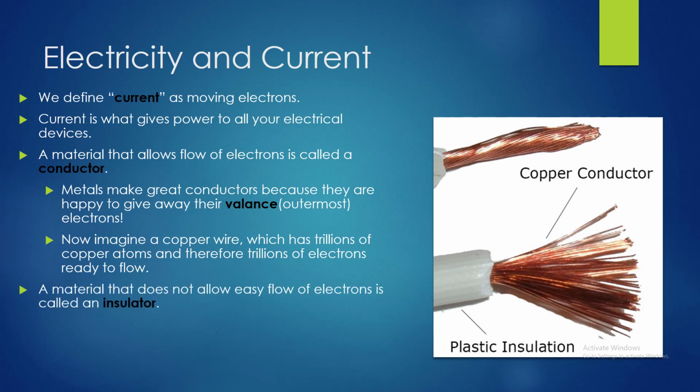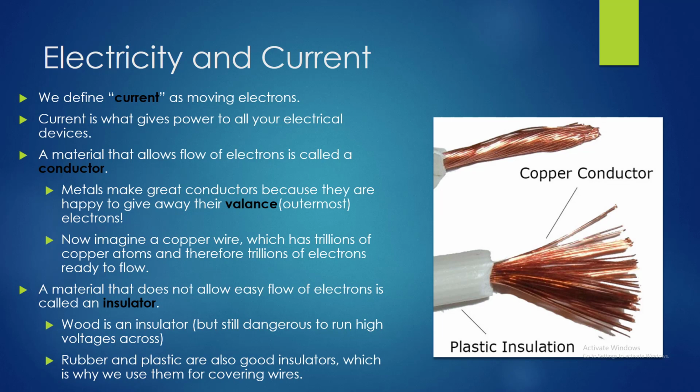On the reverse side of this, a material that does not allow easy flow of electrons is called an insulator. So wood is an insulator, but still dangerous to run high voltage across, and we will see videos of that in another video, or maybe in class. And rubber and plastic are also good insulators, which is why we use them for covering wires. If you look at a wire, it's going to be covered in either rubber or plastic because then you have a much lower risk of getting shocked. You're not going to get shocked because the rubber does not conduct electricity like the inside of the wire does.